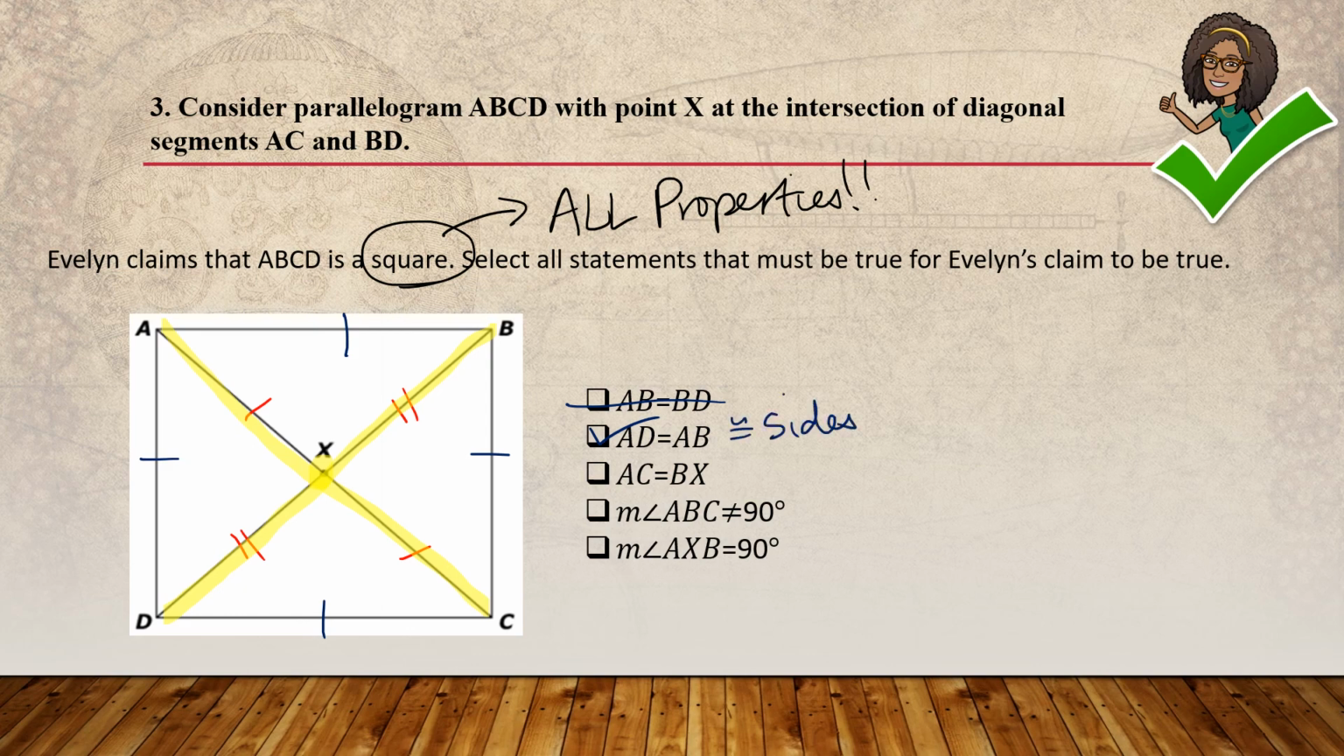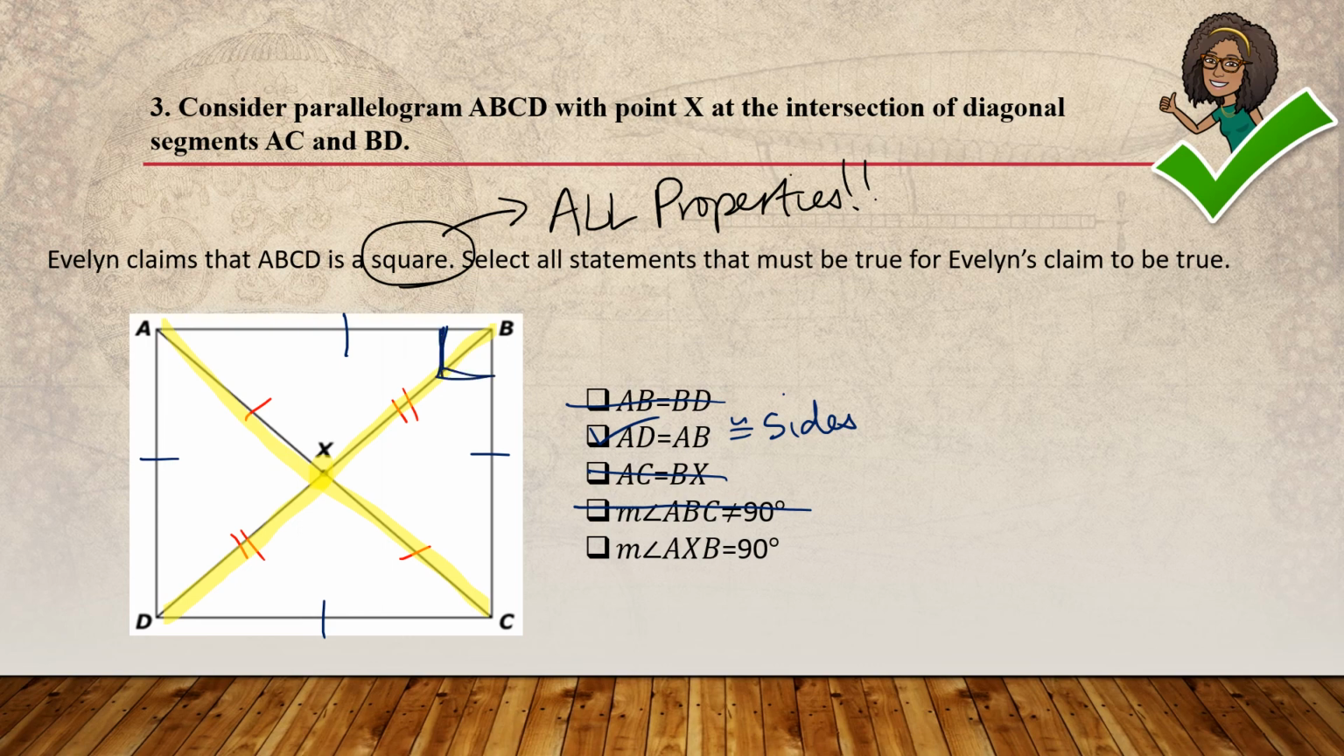All right, AC is equal to BX. So AC is the length of one diagonal, and BX is half of one of the diagonals. Neither one of the properties for parallelograms, rectangle, or rhombus say that the diagonal is equal to half of the diagonal. So that doesn't make any sense. All right, the next one says that we have the measure of angle ABC. So ABC, this angle right here is not equal to 90 degrees. Well, we know that's not true because all the angles in a square equal 90 degrees. So that's not true. This actually is equal to 90 degrees. So that is true.